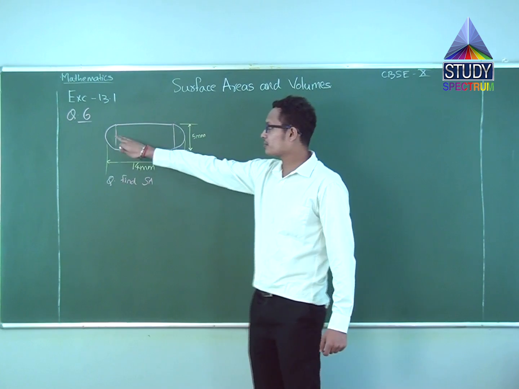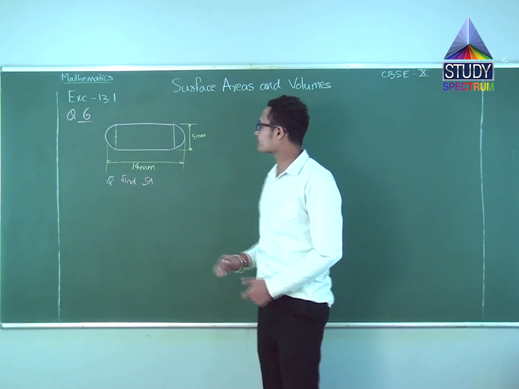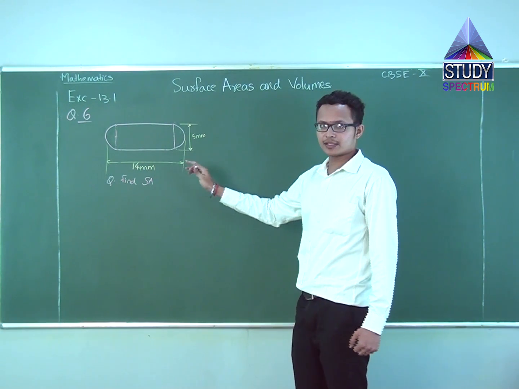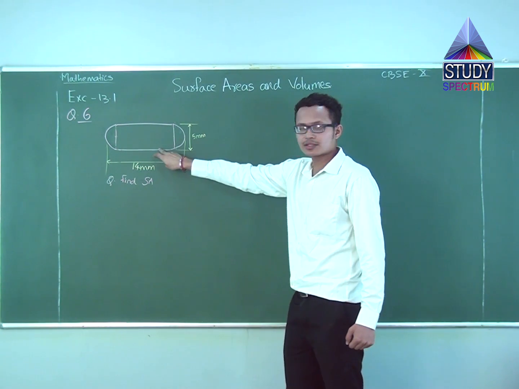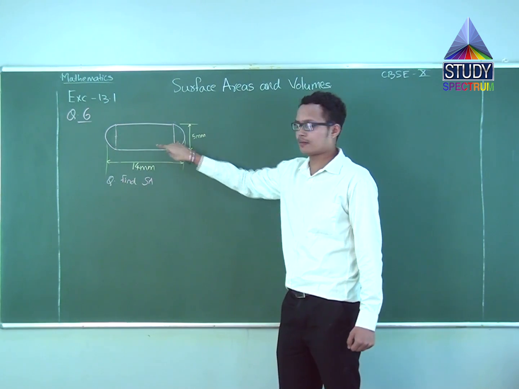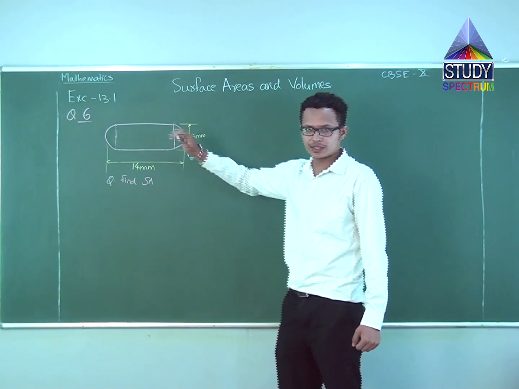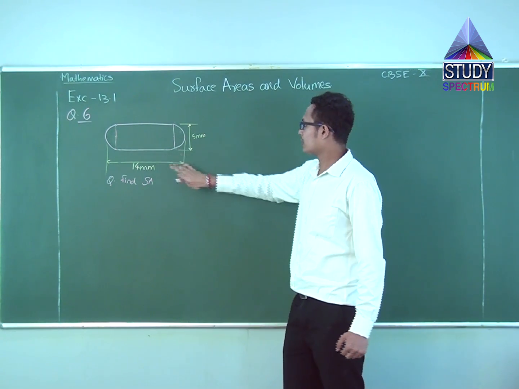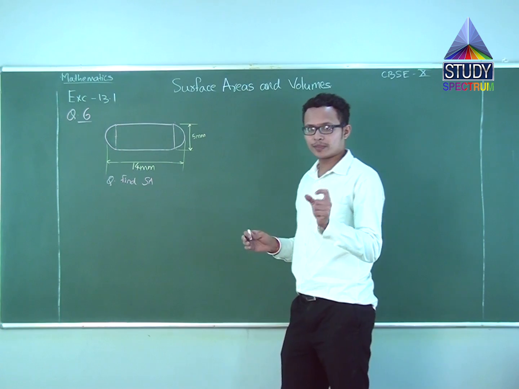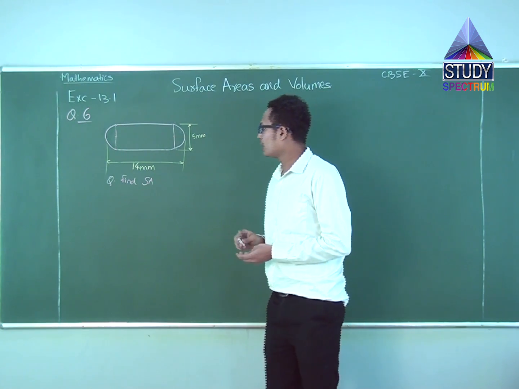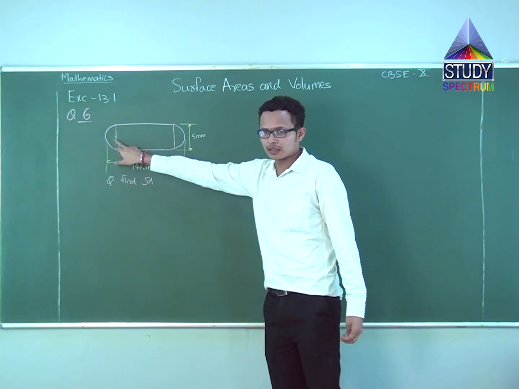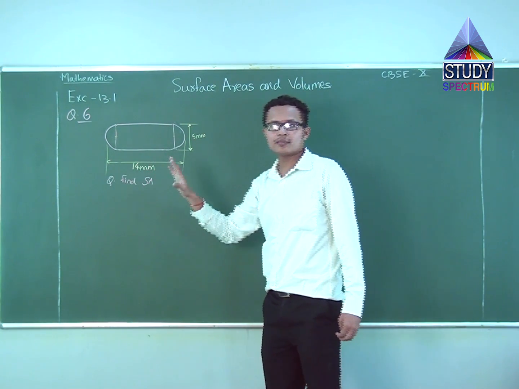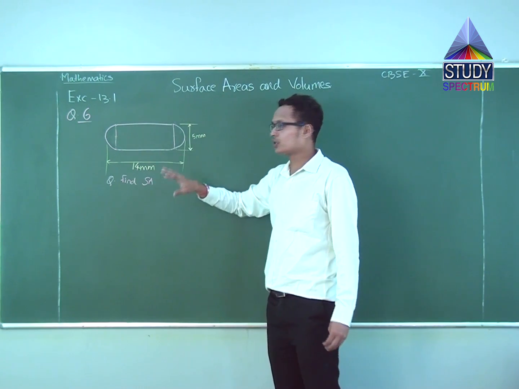I have taken question number 6 from exercise 13.1. Given here is a medicine capsule. It looks as if it is a cylinder attached with two hemispheres at the ends. And we are asked to find out the surface area of the combined object. We have to assume that this object is a single cylinder attached with two hemispheres. We already know the surface areas of the hemispheres and the cylinder. Just add them all up and you get the surface area of the total object.